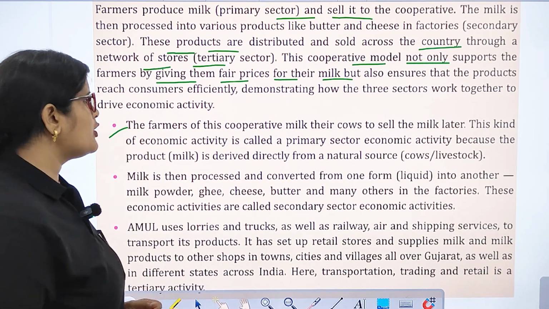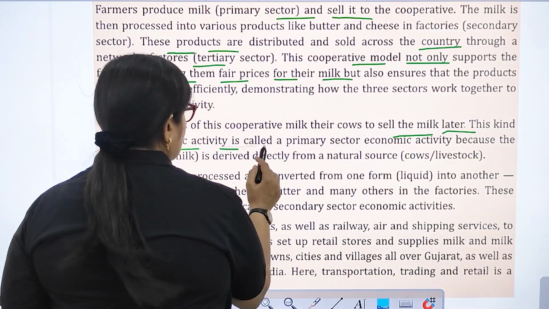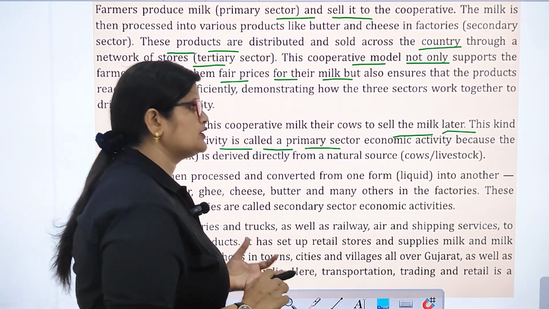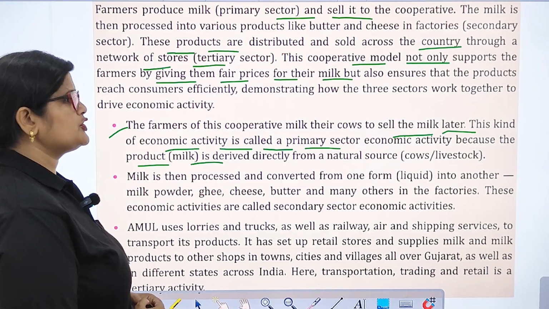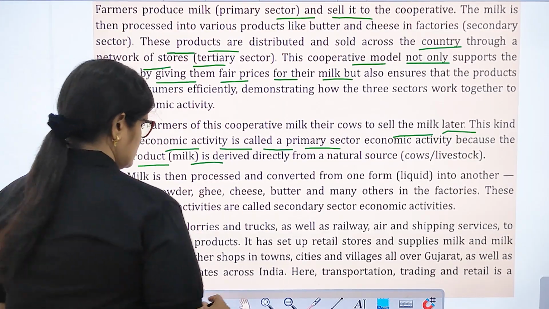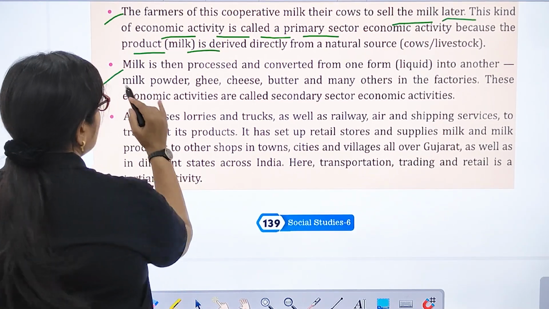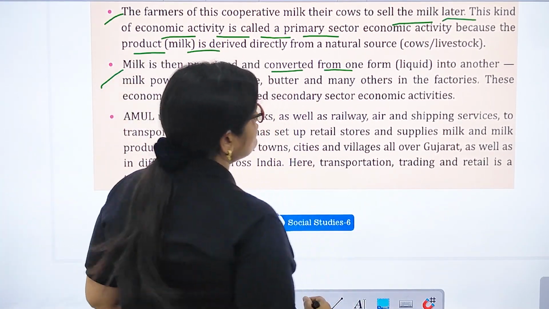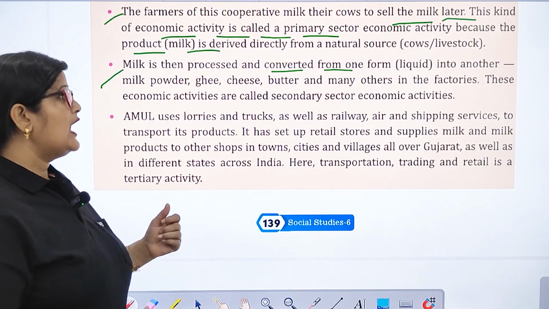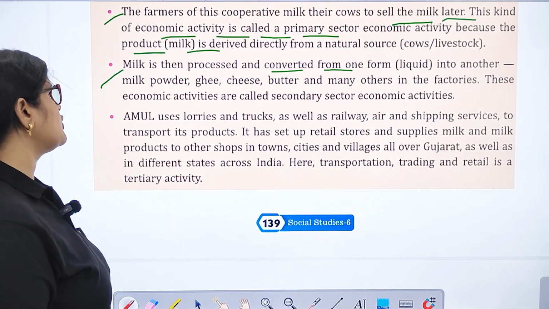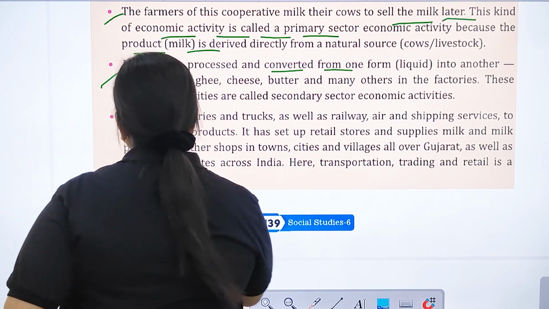The farmers of this cooperative milk their cows to sell the milk later. This kind of economic activity is called a primary sector economic activity because the product is derived directly from natural sources. Milk is then processed and converted from one form into another: milk powder, ghee, cheese, butter and many others in the factories. These economic activities are called secondary sector economic activities.